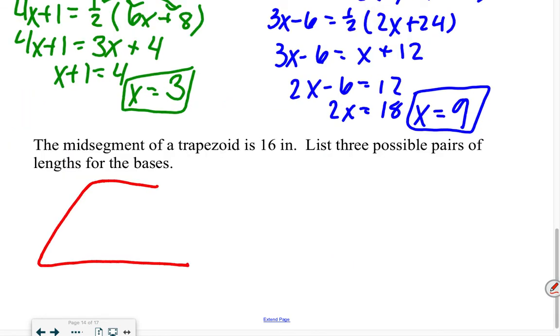Here's my trapezoid. Mid-segment is 16. Levi, will you give me one pair of possible lengths for the bases? Not x's, just numbers. If the middle's 16, this could be what, and this could be what? The bottom one can be 24, and the top can be 8. So 8 and 24. Is 16 in the middle of those? Yep.